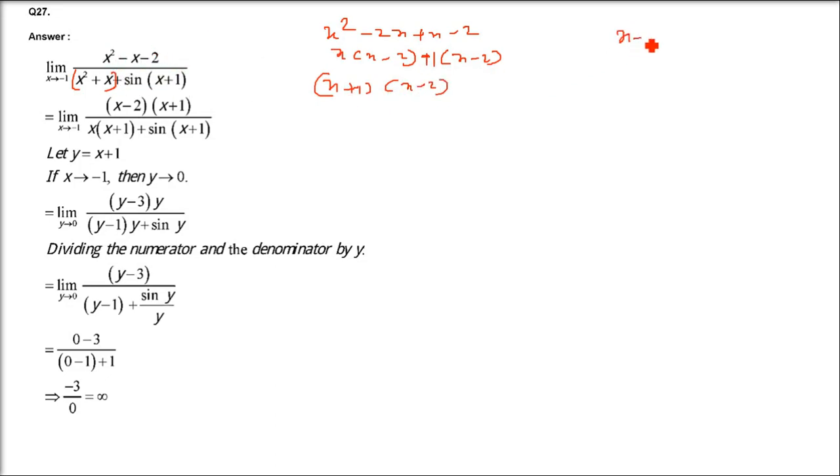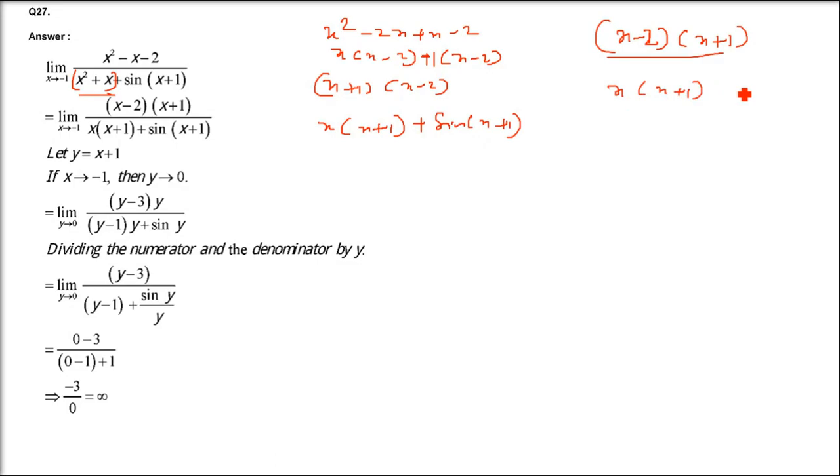So x square minus x minus 2 can be written as x minus 2 and x plus 1. So we have actually factorized it. Now this x square plus x can be written as how? Take x as common, so x plus 1 will be there, and then sine of x plus 1. So you have x plus 1 and sine x plus 1. See, x plus 1 is coming multiple times, and x is tending to minus 1 also.